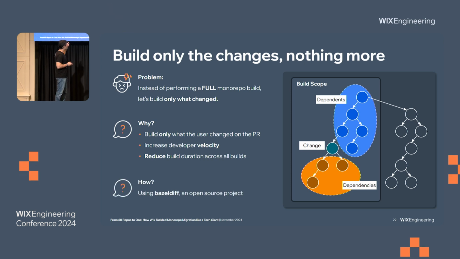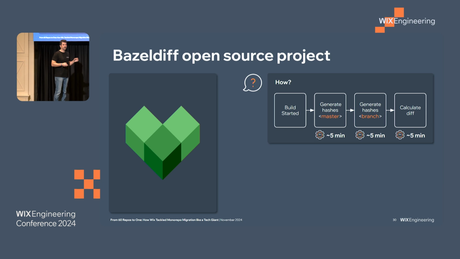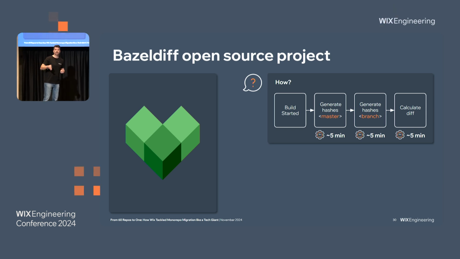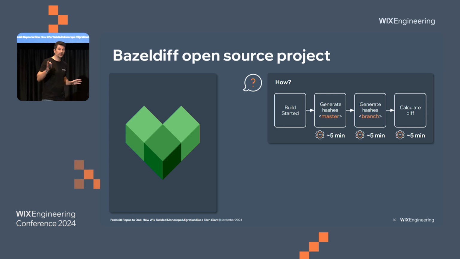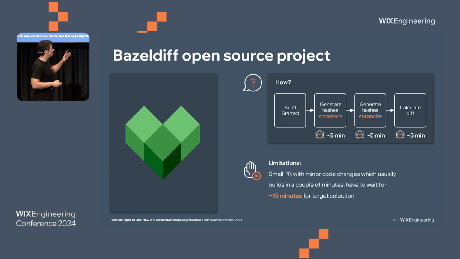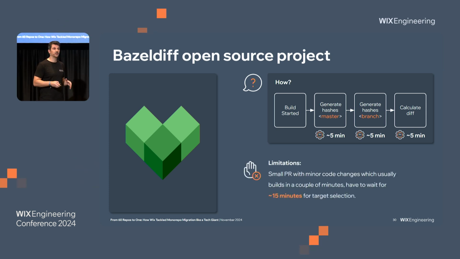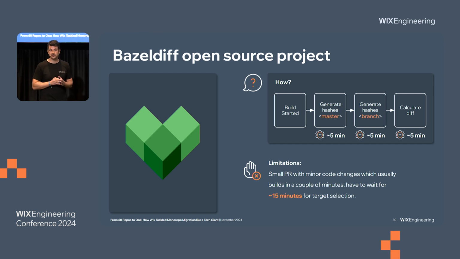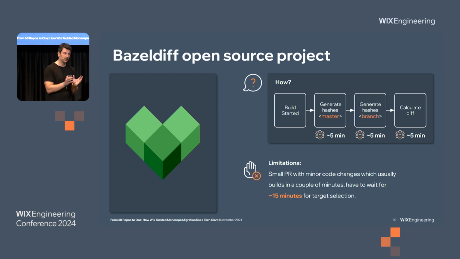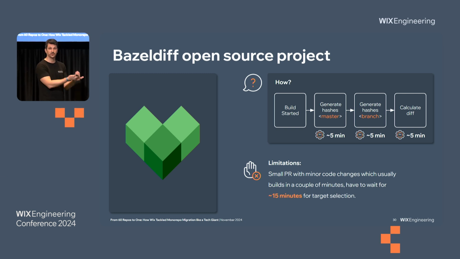Now, we've used BazelDiff. It's an open source project which allowed us to select which targets we need to build. BazelDiff is something that we currently use in production on our virtual monorepo. It works great. But the problem is, when using it on the monorepo, due to the large amount of files, it's not that performant. And it takes up to 15 minutes just to calculate which targets we need to build based on the user change.